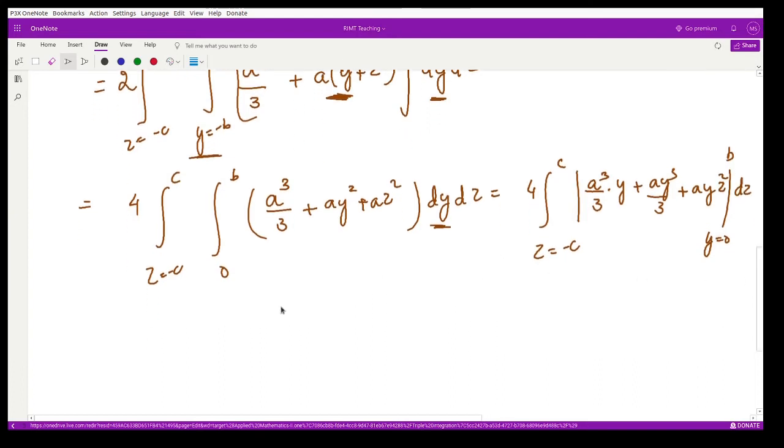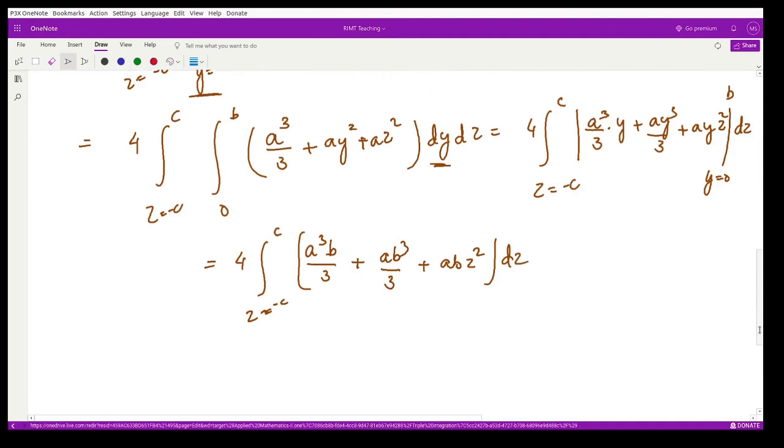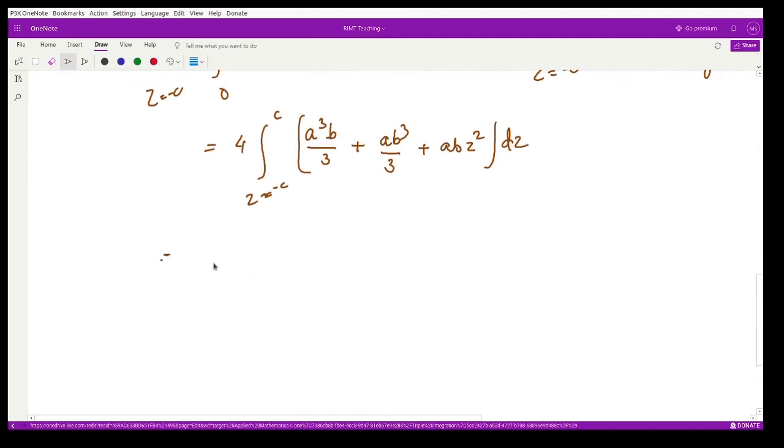So this quantity is equivalent to 4 into the integration with z varying from minus c to c, and then a cube b by 3 plus a b cube by 3 plus a b z square, and then the integration with respect to z. Because this is also an even function, its integration would be 8 and limits varying from 0 to c.